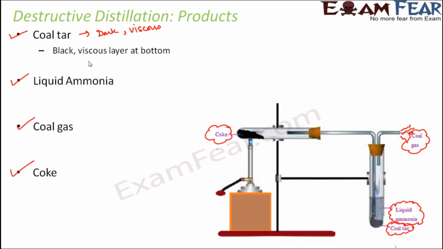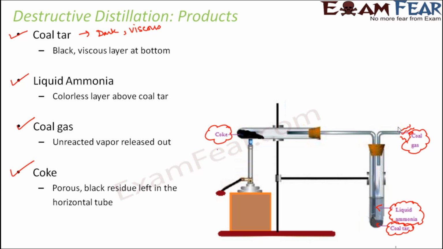Coal tar, which was coal tar? It was the black viscous layer at the bottom. So this layer was coal tar. Liquid ammonia was the colorless layer above coal tar. This grayish layer, which is not actually gray, it is actually colorless. There is no color for this layer. So that is liquid ammonia. The unreacted vapor which gets released out is nothing but the coal gas. And finally, the porous black residue left in the horizontal tube, that is coke. So these were the 4 different products received as a result of destructive distillation.